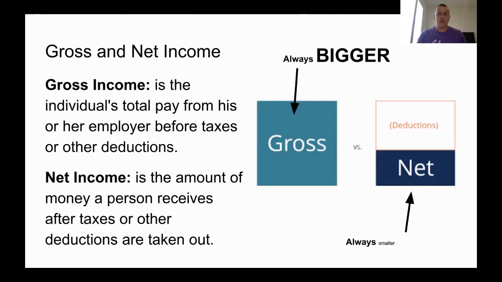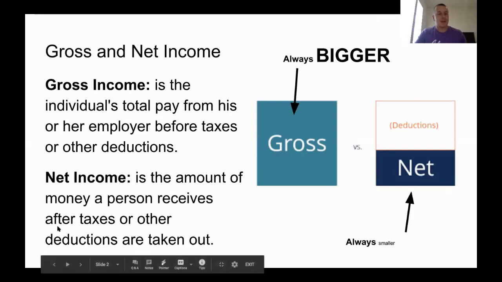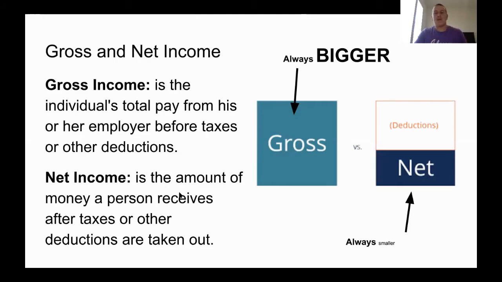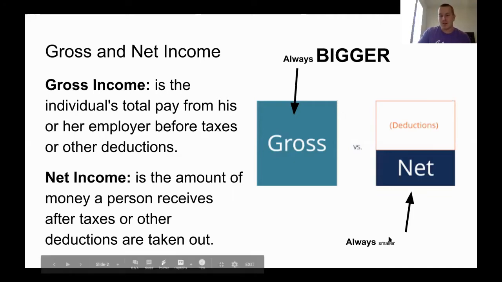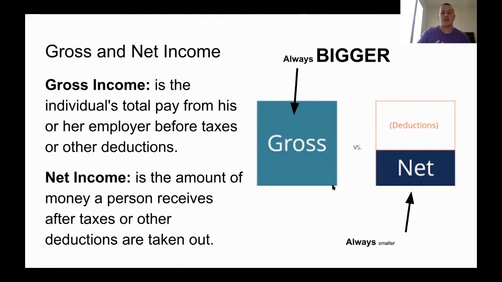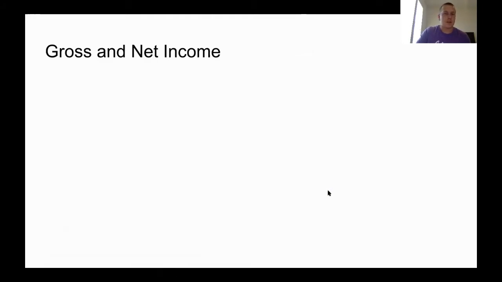So the big important thing here is that gross income is before taxes and deductions are taken out, and net income is how much you make after taxes and deductions are taken out. Another thing I always remember is that your gross income will always be bigger. Always, always, always. You're going to have a much bigger number in your gross income than your net income. That is always going to be smaller. As you can see in the picture, the gross has a bigger rectangle, the net has a smaller rectangle.